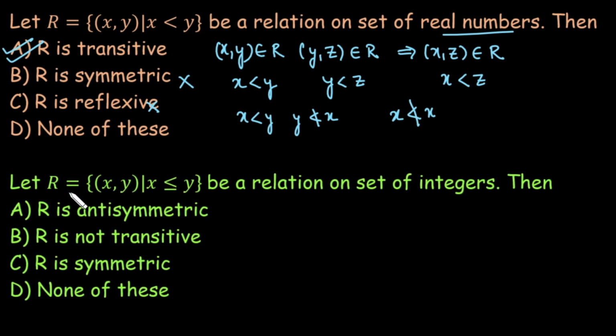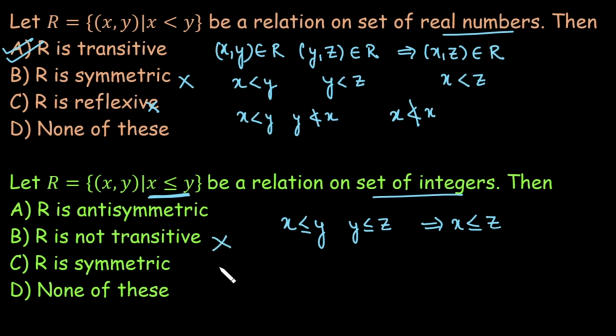Next we have: if R is a relation that contains the ordered pairs such that x is less than or equal to y, and this is a relation on the set of integers, then this relation is what? For option B, R is not transitive. Is this true? No. This relation is transitive: if x is less than or equal to y and y is less than or equal to z, this implies x is clearly less than or equal to z. So it is a transitive relation, and we can discard option B.